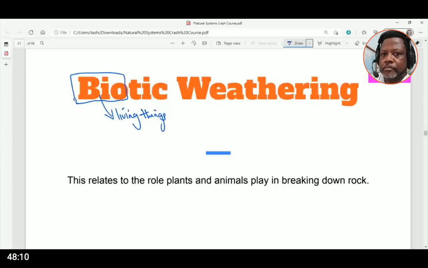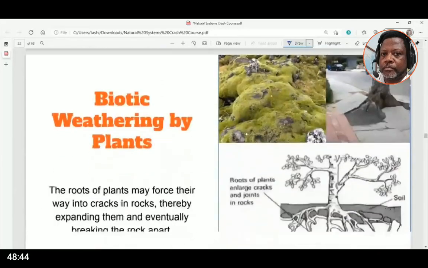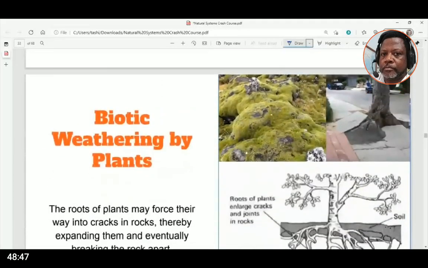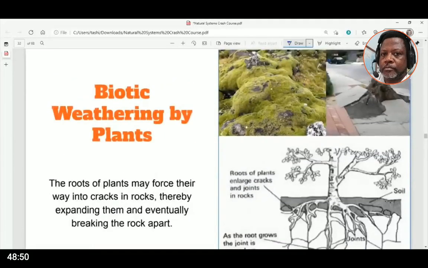Remember, humans are living, so whether we're engaged in farming, mining, construction of buildings, or any activities where we are breaking up rocks, by digging, mining, farming, or constructing roads and buildings, we also are involved in the process. Not just plants and animals, but also humans. So we will look at what the plants do, as well as what the animals do.